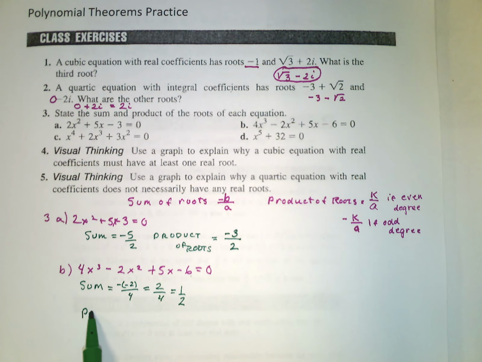And the product is either going to be the constant over the leading coefficient or the opposite of the constant. Well, this is a cubic, so it's going to be the opposite of the constant, because if it's odd degree, you change the sign on the constant. So that would make this the opposite of negative 6 over 4, which would become 6 over 4, which would become, you could say, 3/2 or 1/2.